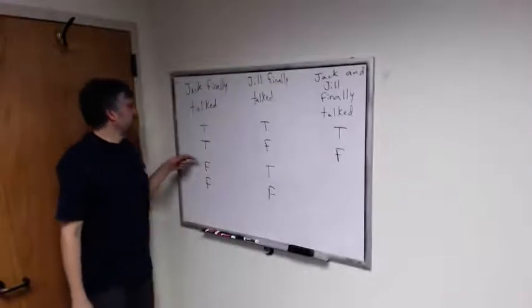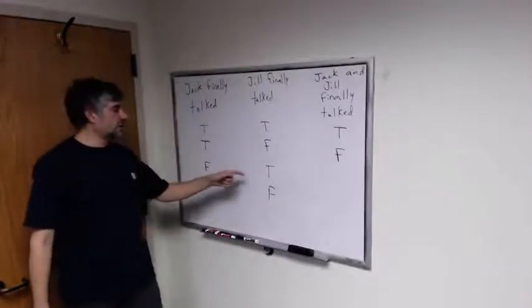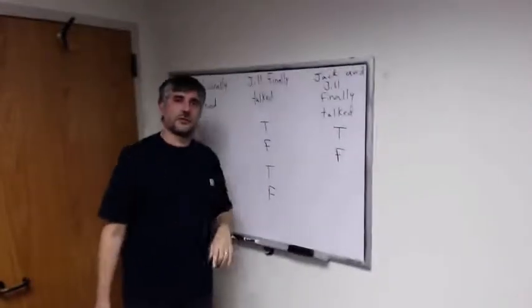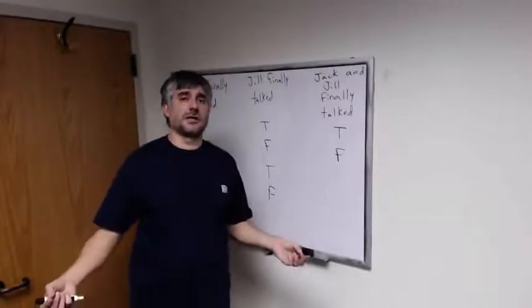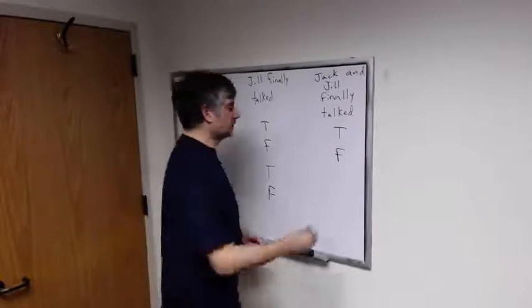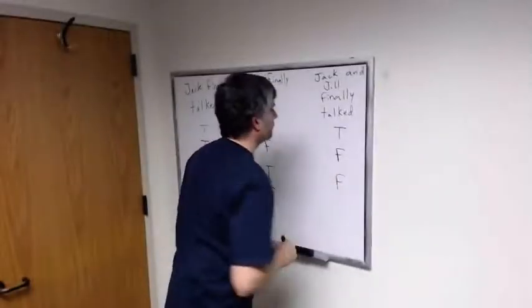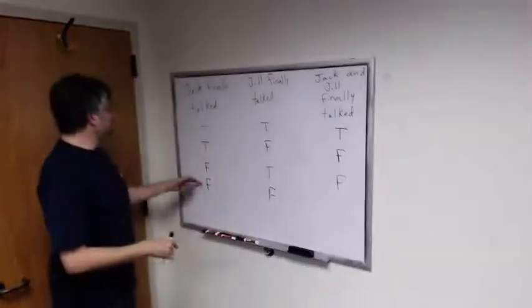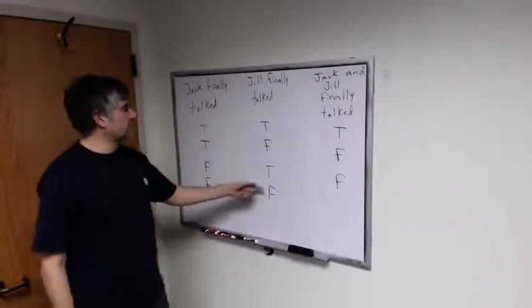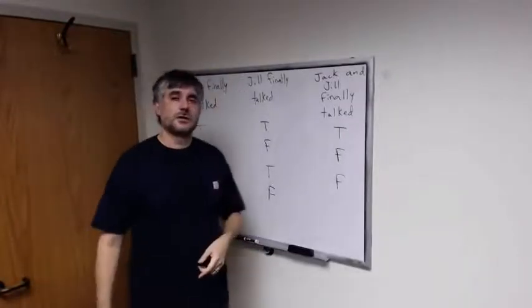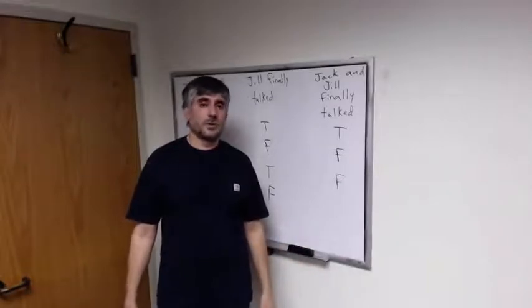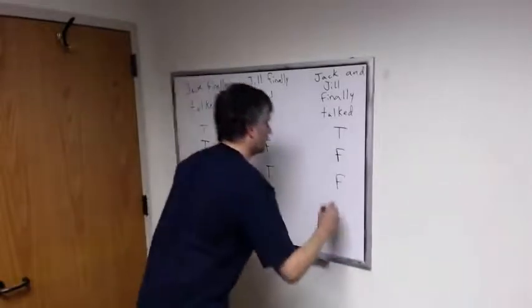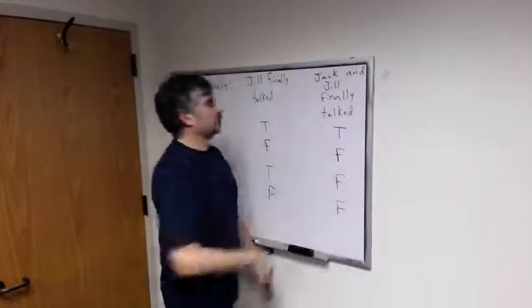Now suppose it's false that Jack finally talked, but it's true that Jill finally talked. Then, is it going to be true or false that Jack and Jill finally talked? Again, it's going to be false. And finally, suppose it's false that Jack finally talked, and it's also false that Jill finally talked. Then is it going to be true or false that Jack and Jill finally talked? Well, obviously in that situation, it's going to be false that Jack and Jill finally talked.